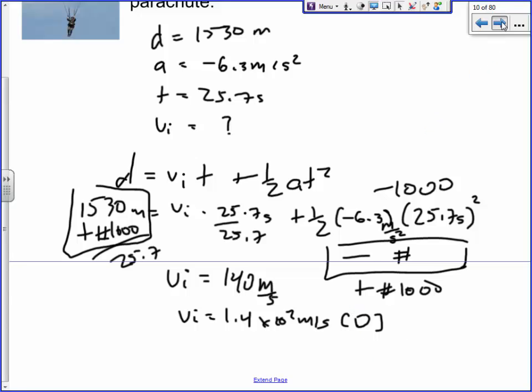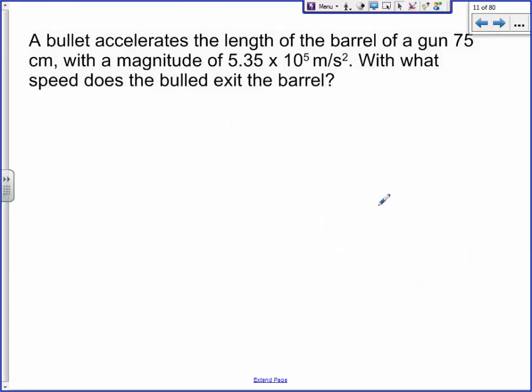Okay. Alright, let's try another one. A bullet accelerates the length of the barrel of a gun, 75 centimeters, with a magnitude of that acceleration. What speed does the bullet exit the barrel? Okay, the first thing you might notice as you see the question here is I only see two numbers. Shouldn't I have three?